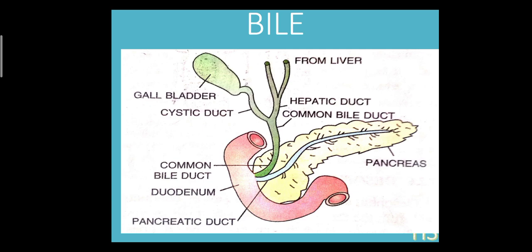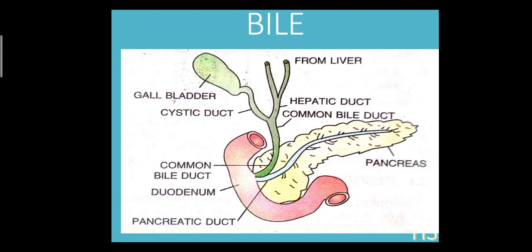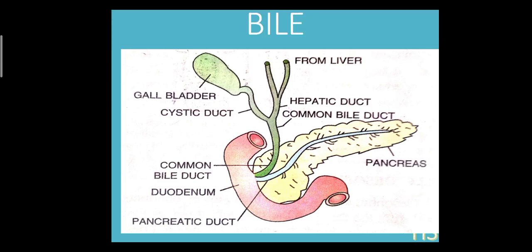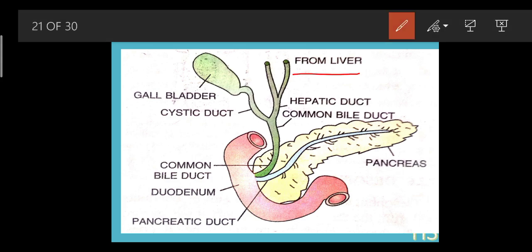Now we will start with the bile, then the pancreatic juice and the intestinal juice. What is bile? Bile is a yellowish green watery fluid. Where is this bile secreted from? This bile is produced by the liver.